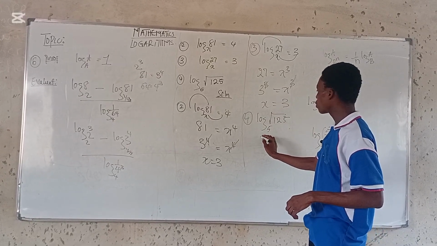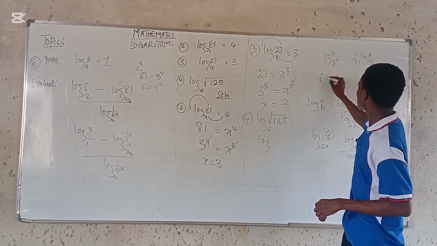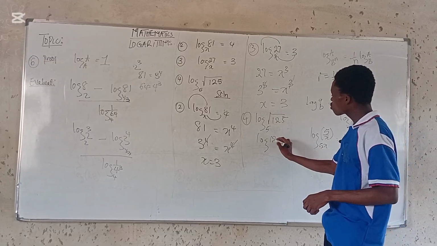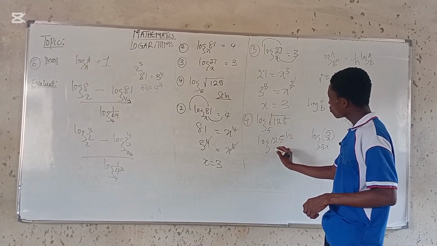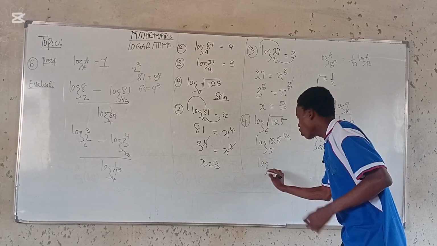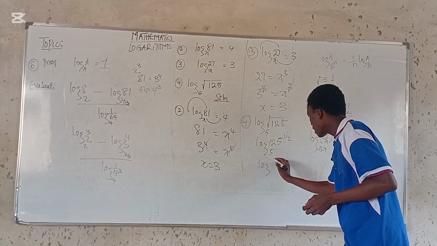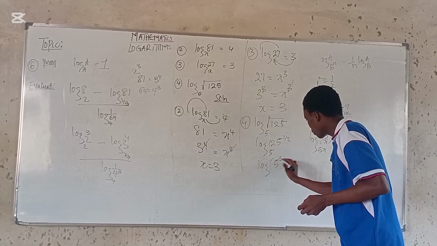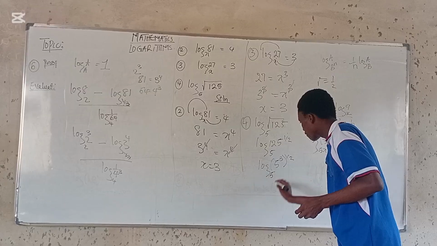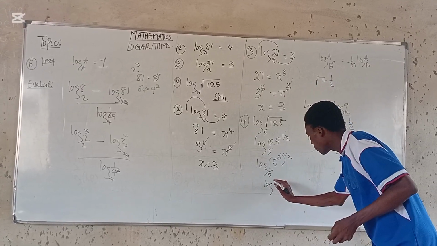So from here, this becomes log. The square root is the same thing as saying 1 over 2. So what do we do from here? We say this is 125 raised to the power of 1 over 2 base 5. Now from here, we can say that 5 to power 3 gives you 125. So from here, we can say this is 5 to power 3 times 1 over 2 base 5.